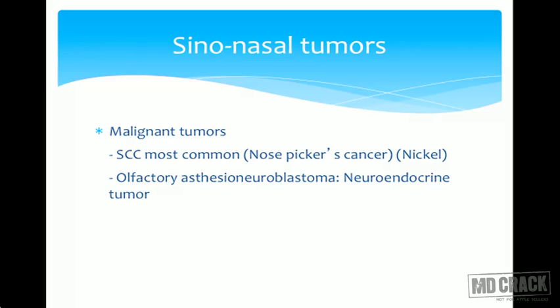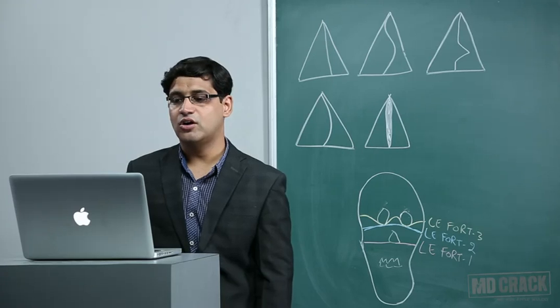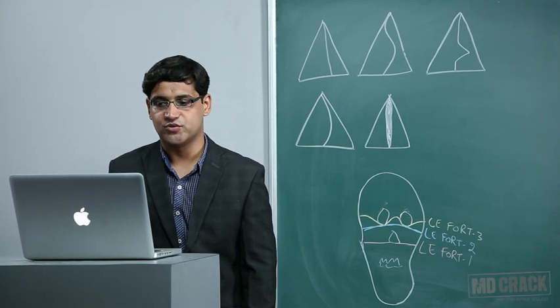Another malignant tumor is the olfactory esthesioneuroblastoma. It is a type of neuroendocrine tumor. Then adenocarcinoma of ethmoid. Important point is that it is because of the wood dust exposure. And the commonest soft tissue sarcoma is rhabdomyosarcoma. So all these can be asked as multiple choice questions.